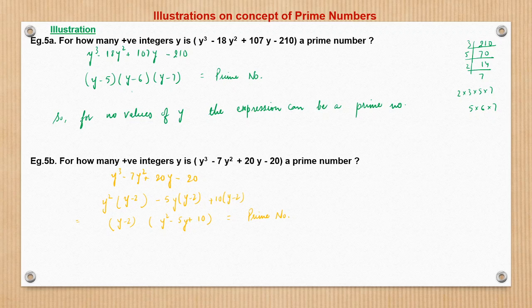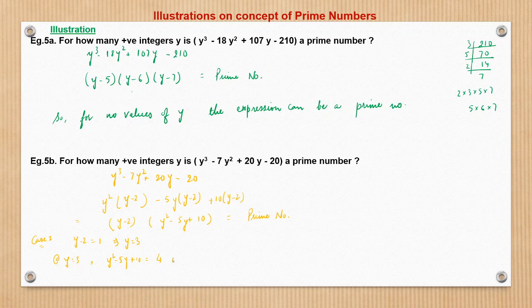Right? So now see what happens. It can be a prime number if either of these two factors is 1. So let us take case 1. When y minus 2 is equal to 1, this gives y equal to 3. So at y equal to 3, y square minus 5y plus 10 is nothing but 9 plus 10, 19, minus 15, that is 4. So no, this is not a possible case.